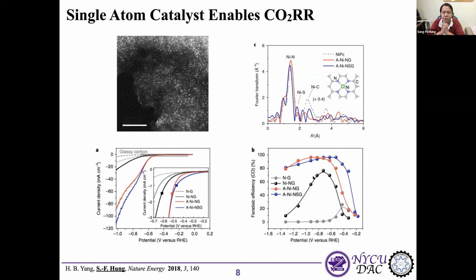And so the result also shows the single atom catalyst shows a catalytic mechanism for carbon dioxide reduction reaction instead of the hydrogen evolution reaction. So we want to investigate the catalytic mechanism for the single atom catalyst.